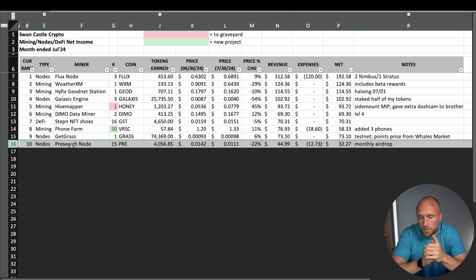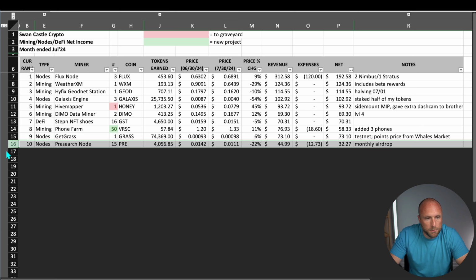I made the decision several months ago to cut about two-thirds of my Presearch tokens just because of the horrible performance of that token. So only netting $32 for the month, and that includes a monthly airdrop that they're doing every month for 2024, I think, to try to incentivize people to hold on to their Presearch nodes at this point. So we'll wait and see. I'll continue to help support the network, but I definitely won't be throwing any more money into Presearch nodes at this point.